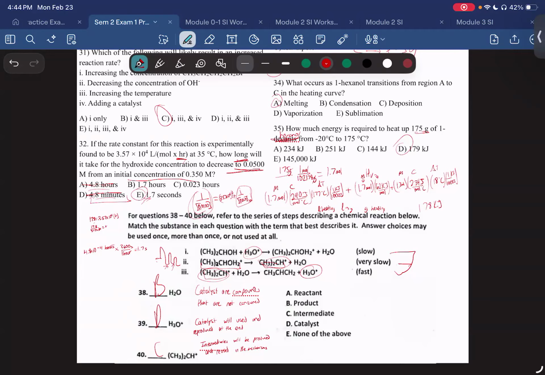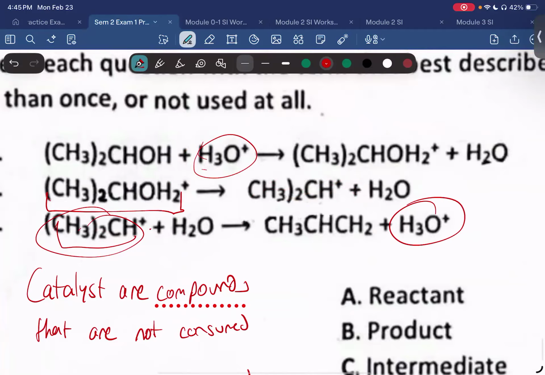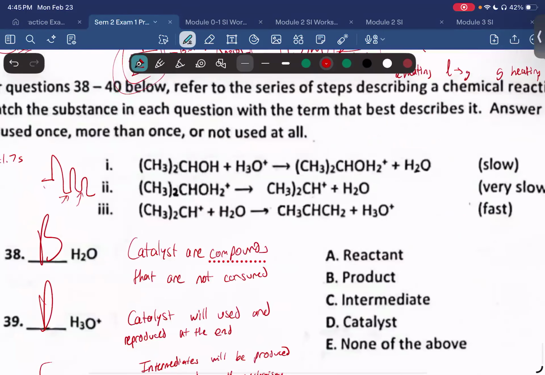Oh, wait, I have a question. This might be really dumb, but remember how last year we did something similar, and we crossed out the molecule that was found on both sides of the arrow? Why didn't we cross it out here? Because it's on one side, but it's also on the other. Yeah, we can do that as well. So we could cross out things like this. But what we'll get is just the overall reaction, right?